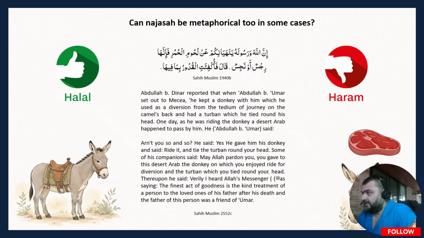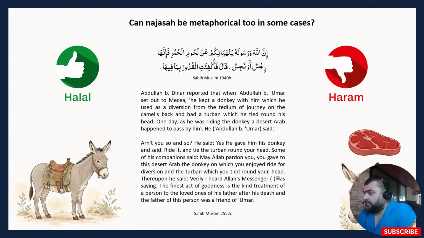But see this other hadith, which is also from Sahih Muslim, and it is after the demise of the Prophet ﷺ. It means that it was not abrogated. So this is about Ibn Umar radiyallahu anhu, and what was he doing? He had a donkey which he used for a ride, and he had a turban on his head from which he was protecting himself from the desert dust and sand. And he saw someone, and then he got off his ride and offered his ride to that person.